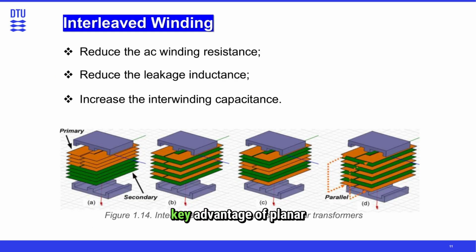Interleaved winding is a key advantage of planar PCB magnetics. Because multiple copper layers are readily available in a PCB, it becomes much easier to implement interleaving between primary and secondary windings. This layout reduces AC resistance and lowers leakage inductance, leading to improved overall magnetic performance.